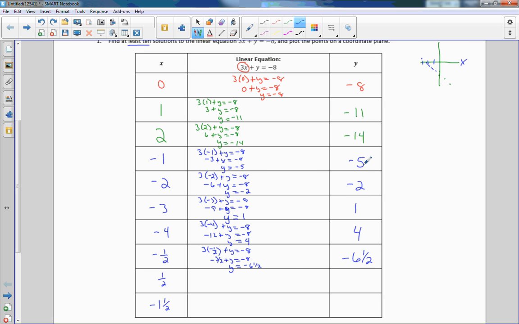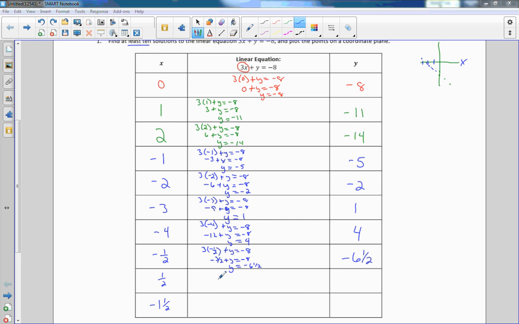Okay, so negative 1 was negative 5, and negative 2 is negative 2. Negative 1.5 should be in between these two, so did I do this correctly? This is 1.5, 8, 7 minus negative 6 and 1/2. Okay, so negative 1/2 is between 0 and negative 1, so my answer should be between negative 8 and negative 5, and it is. Okay.